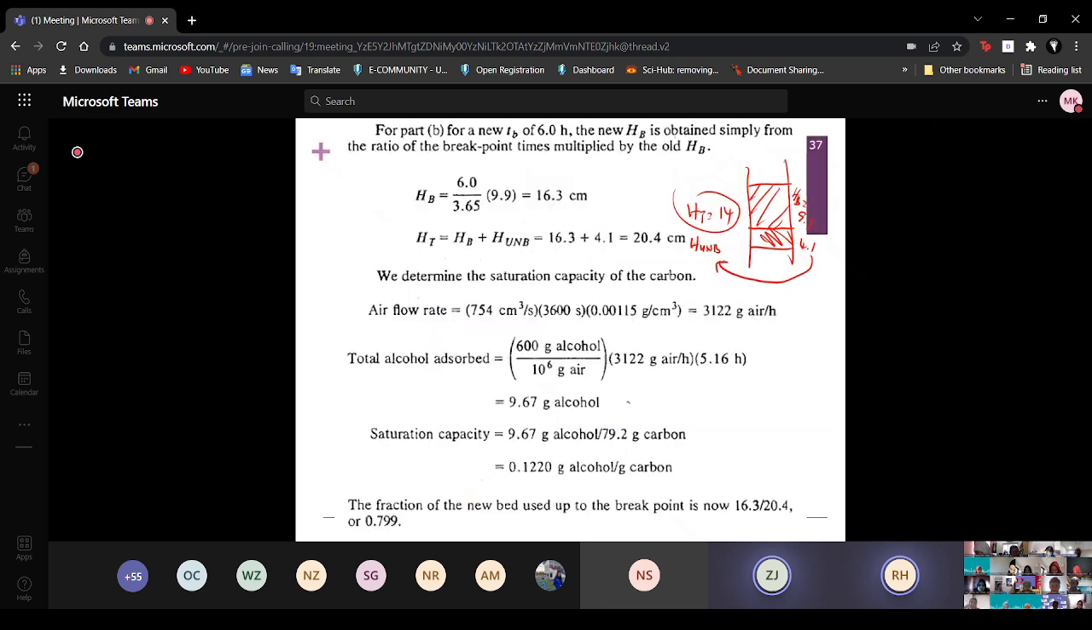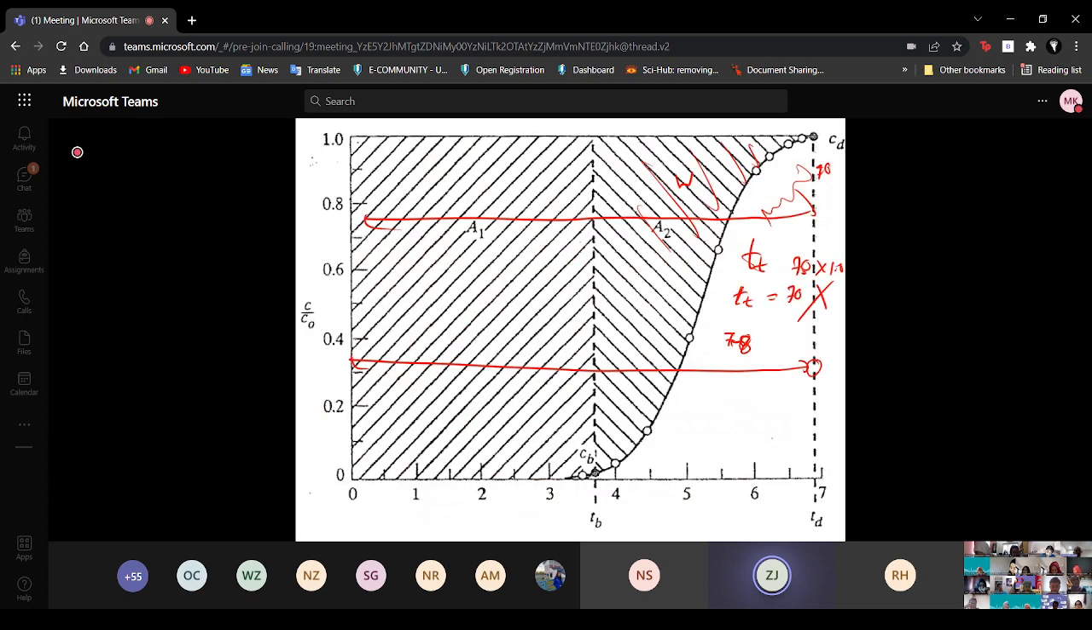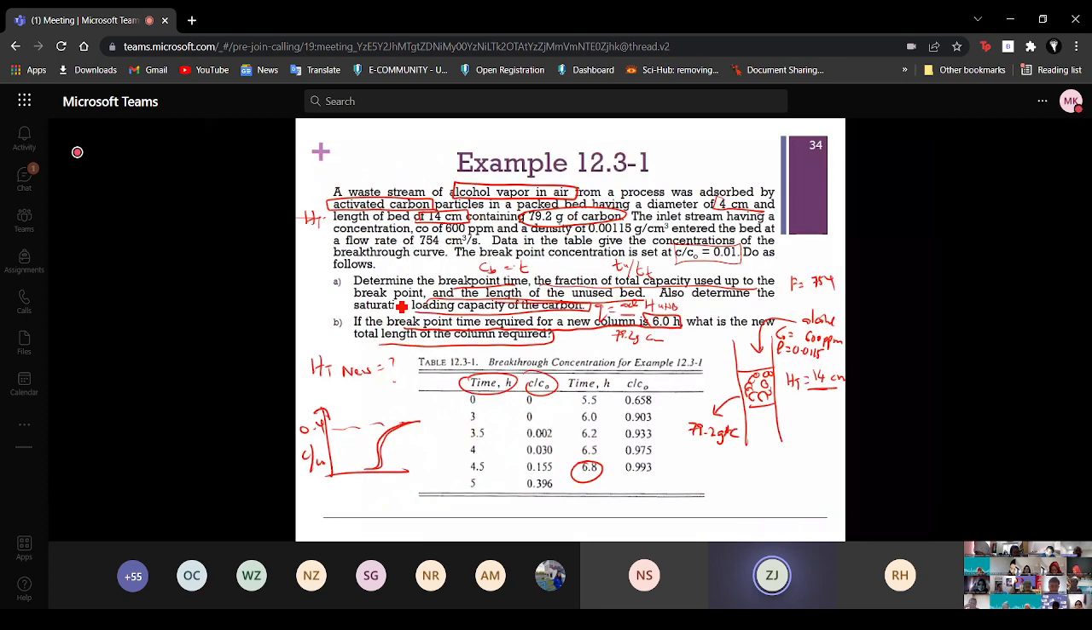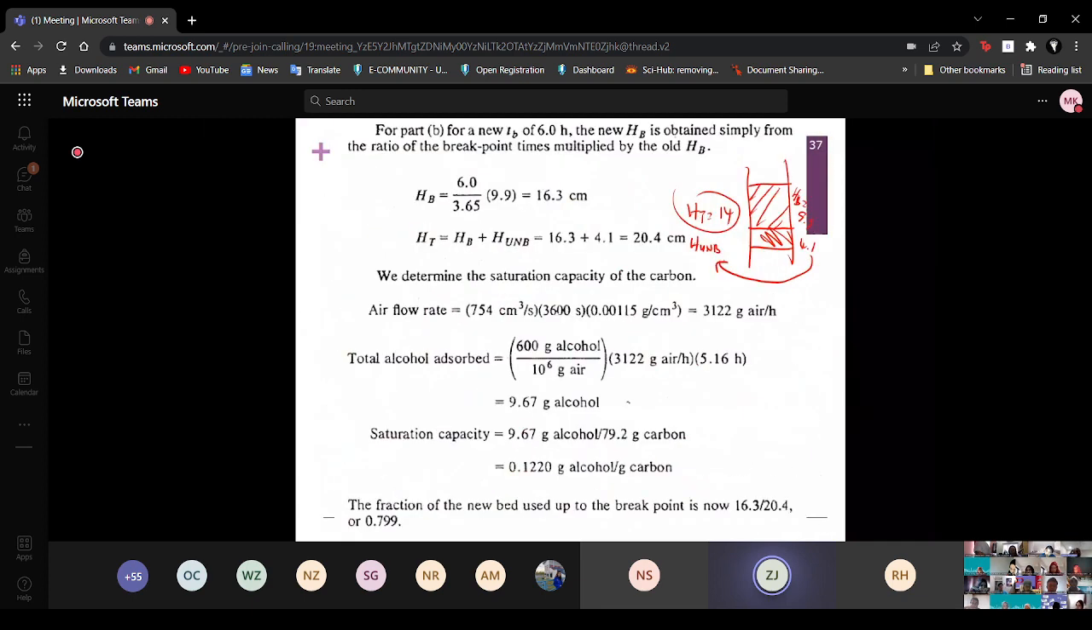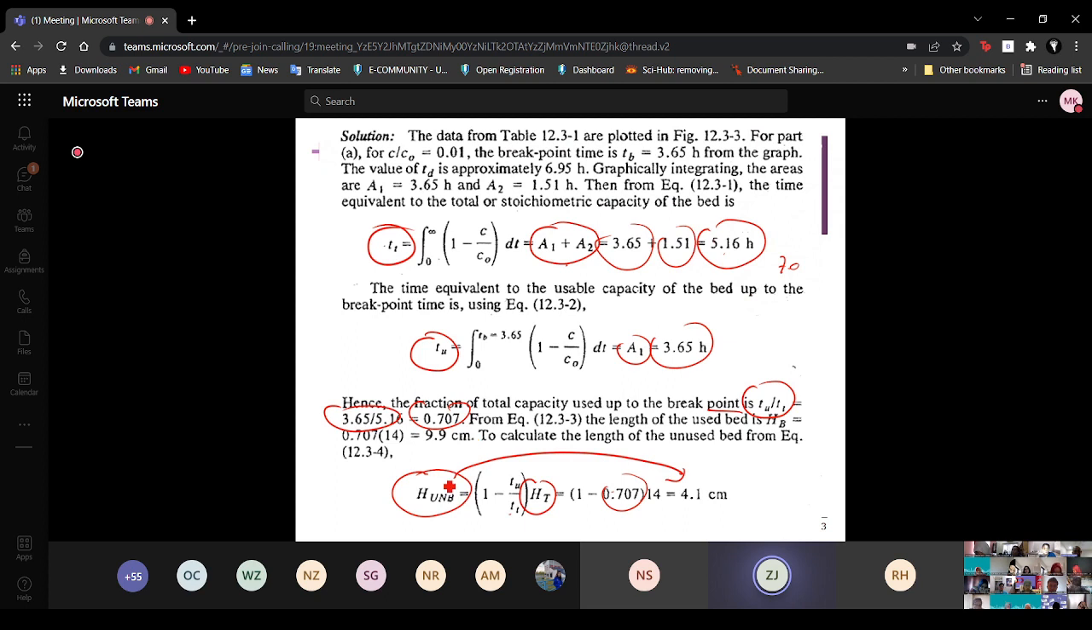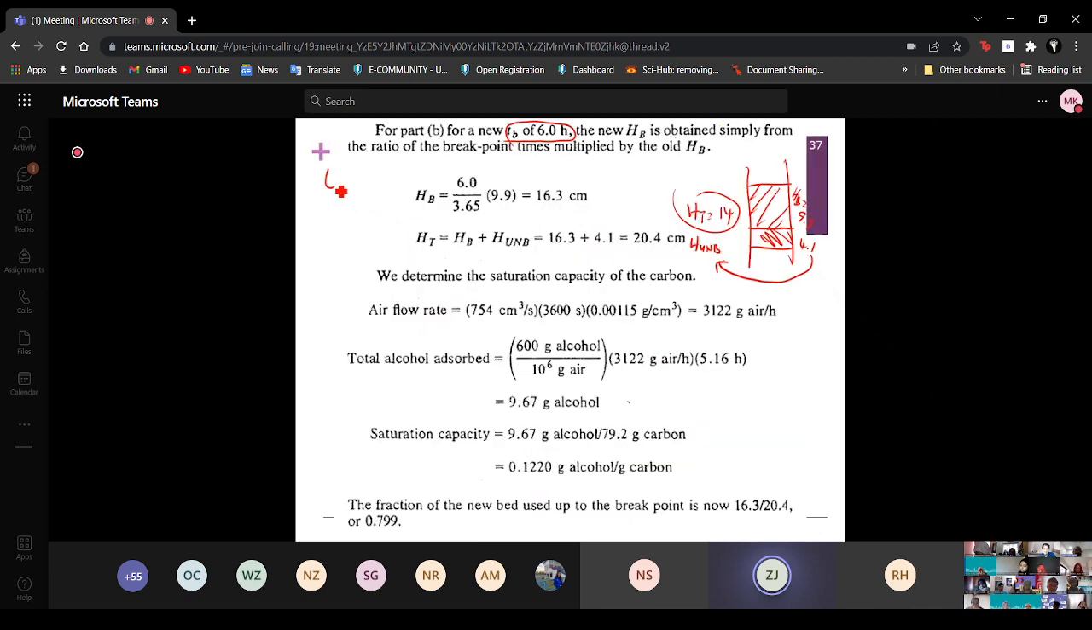Okay, bila dapat tu, now dia cakap apa? Okay, kita tak pergi saturation lagi. Dia ada satu soalan kat sini, saturation loading. Kejap lagi kita pergi, kita pergi B dulu. Okay, the B question, let's say the TB is extended to 6 hours. Remember that, the first one, TBU kat mana? TBU adalah dekat 3.65. Okay, first TB adalah 3.65.